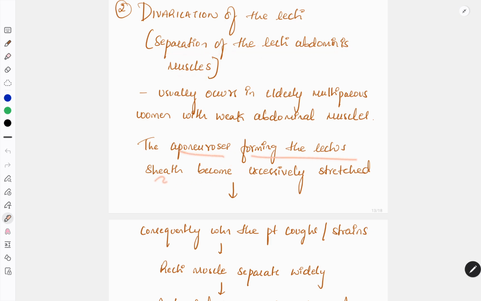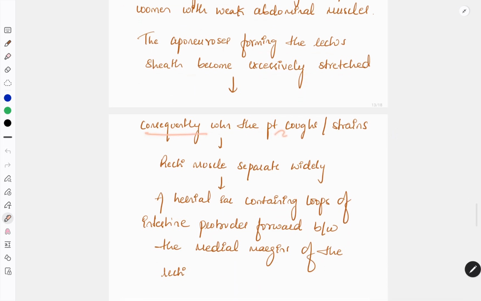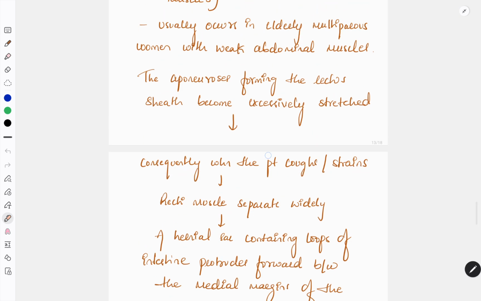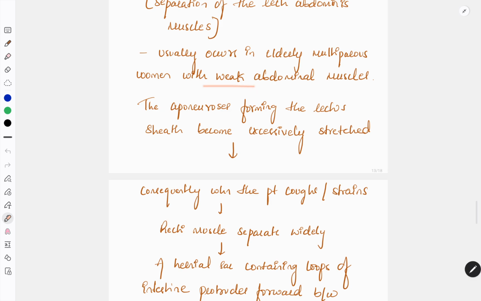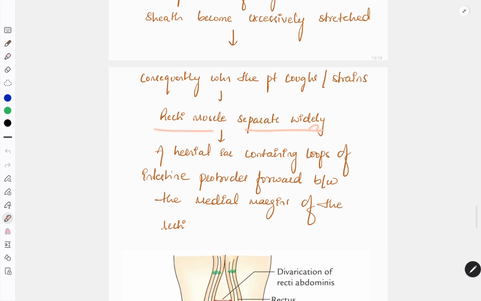The aponeurosis forming the rectus sheath becomes excessively stretched. Consequently, when the patient coughs or strains, the recti muscles separate widely. So first of all, that person has weak abdominal muscles. On top of that, what is happening? Your aponeurosis, that is, your rectus sheath, is becoming excessively stretched. So when there is an increase in intra-abdominal pressure, such as when the patient coughs or strains, the recti muscles will separate widely.